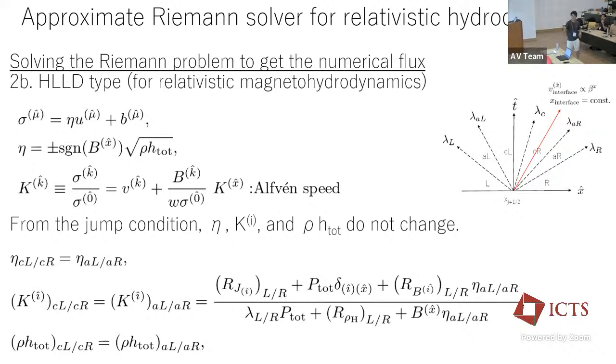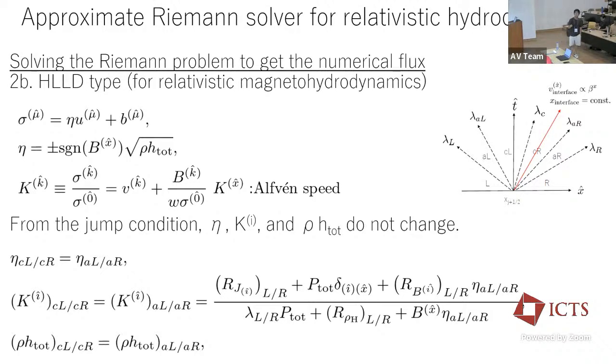Next task is to connect the solution from the AL and AR states to the CL and CR states. To do that, let's define sigma mu, which is defined by the ether, the velocity and the magnetic field measured in the fluid rest frame. And ether is given by this equation, and the plus and minus signs are the left propagating and right propagating wave cases.